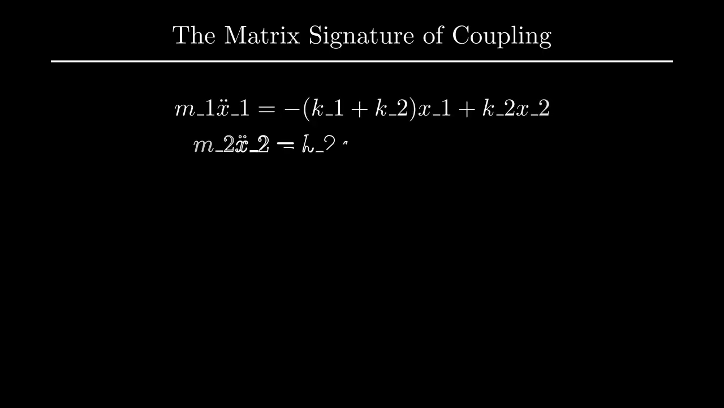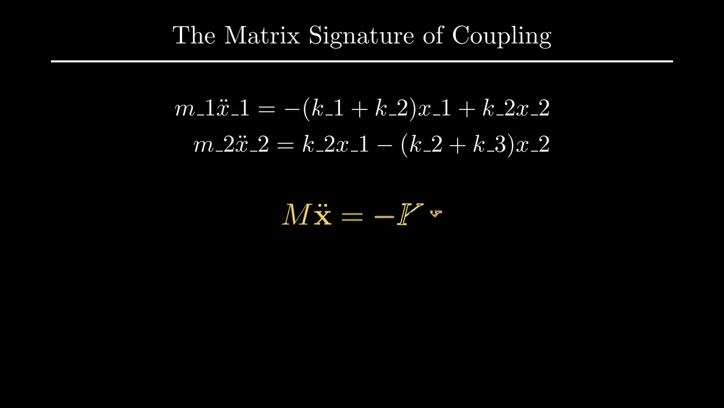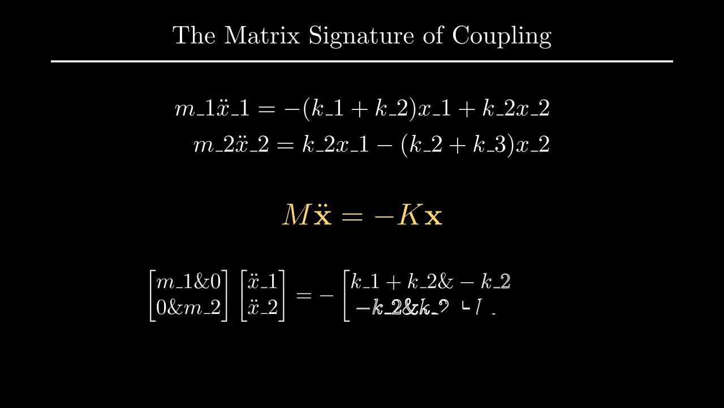We can write these equations as m1 times x1 double prime equals negative (k1 plus k2) times x1 plus k2 times x2, and m2 times x2 double prime equals k2 times x1 minus (k2 plus k3) times x2. In matrix form, this looks like M x double prime equals negative K x. Here, M is the mass matrix and K is the stiffness matrix.